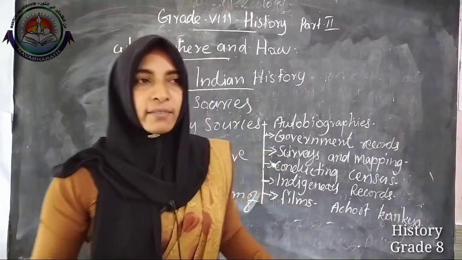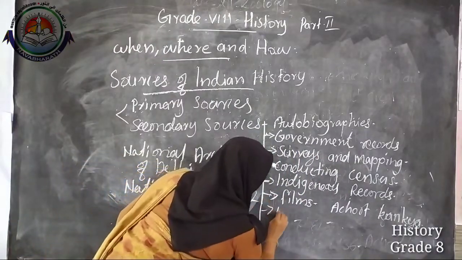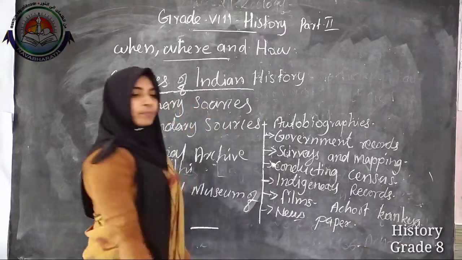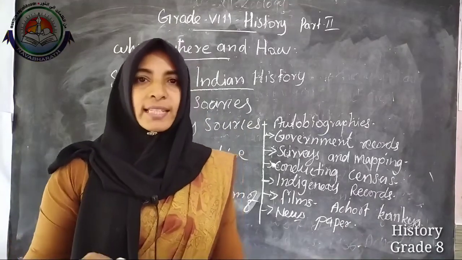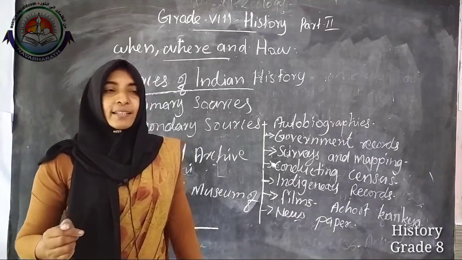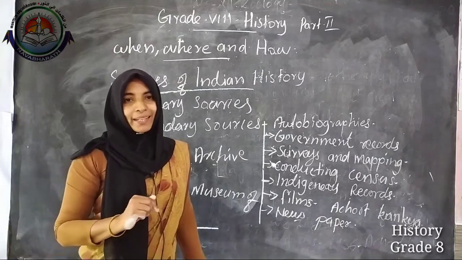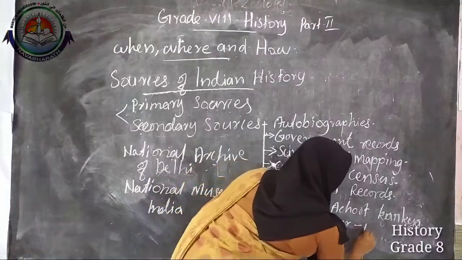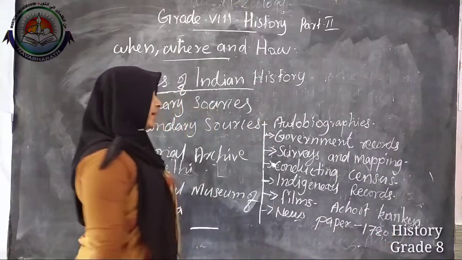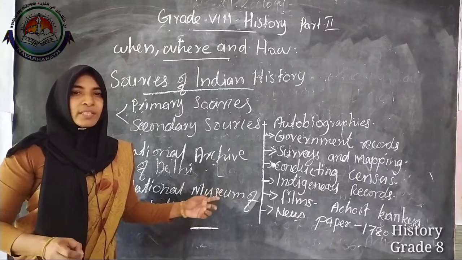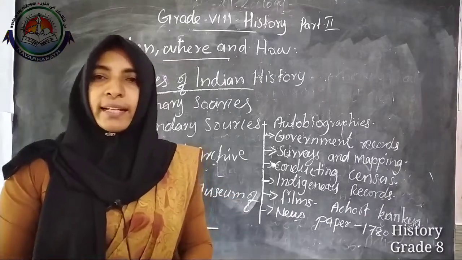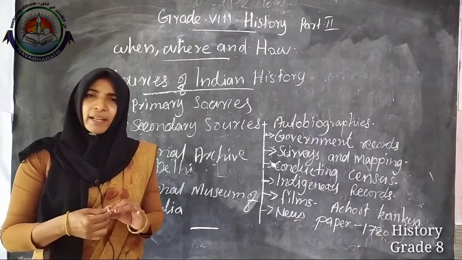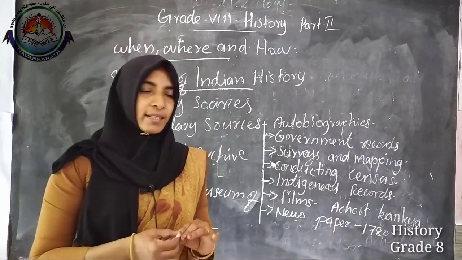Indian history. Then next one, newspapers. The first newspaper which was edited and published in India was the Bengal Gazette, edited and published by James Augustus Hickey in the 1780s. The first newspaper edited in India in the English language, in which year? In 1780. It was edited and published by James Augustus Hickey. What was the name of that newspaper? Bengal Gazette.